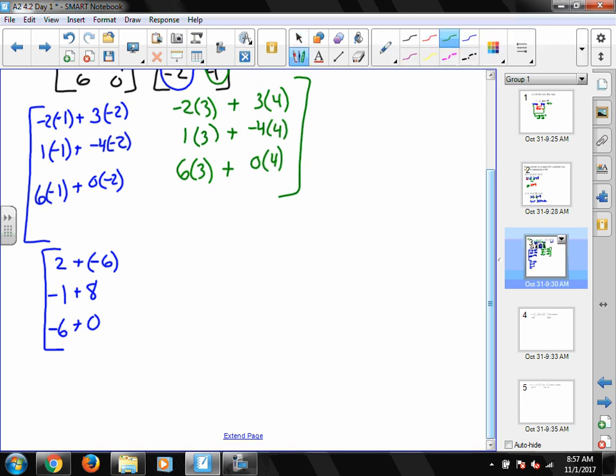In green, negative 2 times 3 is going to give me a negative 6, plus 3 times 4, which is 12. 1 times 3 is 3, plus (negative 16). I like to put those in parentheses just so I can keep that straight, so I don't lose that negative. I've got a habit of doing that. 6 times 3 is going to be 18, and 0 times 4 is 0.